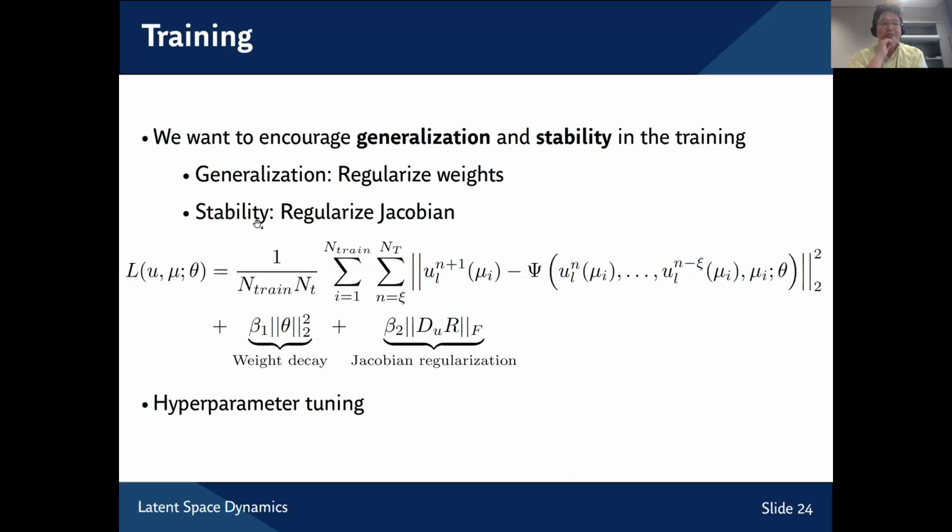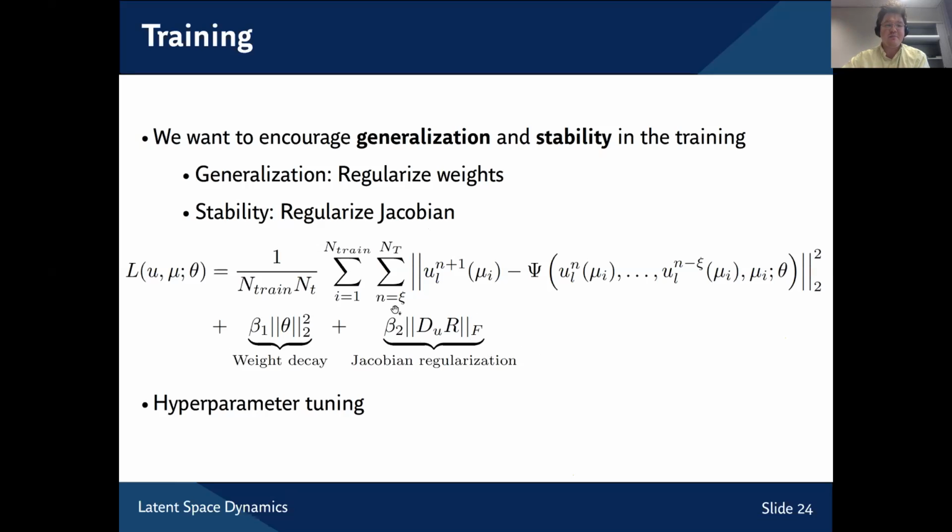Secondly, we want to encourage stability. And by stability, I mean that we want to ensure that errors do not accumulate in time. To do this, we know from discrete dynamical systems theory that large eigenvalues of the Jacobian of the map lead to unstable dynamics. So we want to minimize the eigenvalues of the Jacobian. But since the eigenvalues are incredibly expensive to compute, we regularize the Frobenius norm, since the Frobenius norm bounds the spectral norm of a matrix.